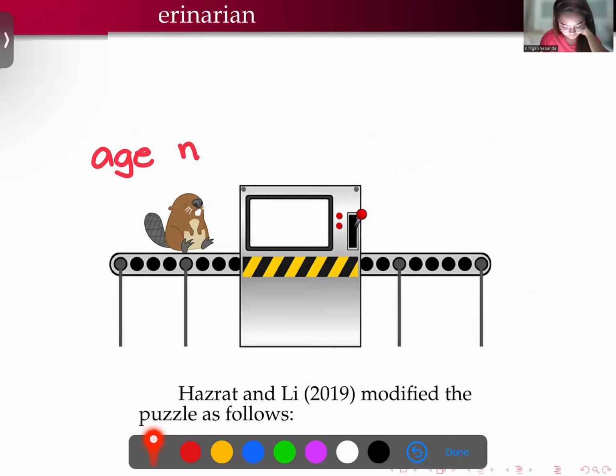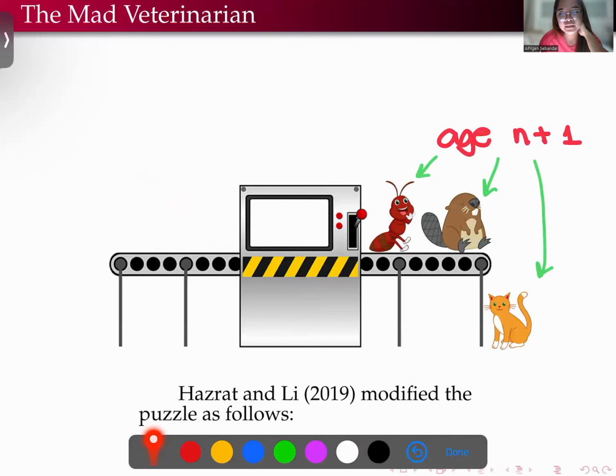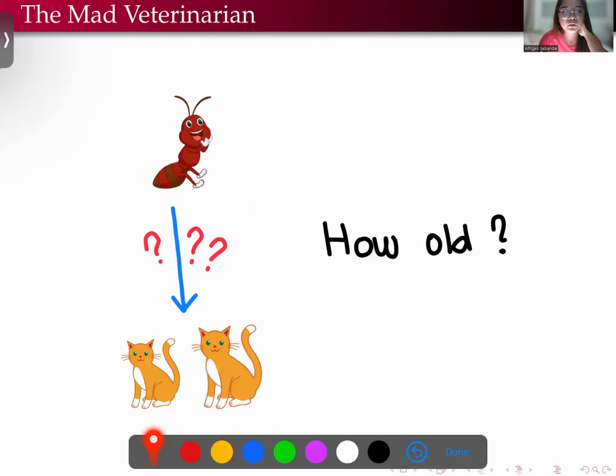All right. In 2019, Hazrat and Li actually modified this puzzle as follows. So let's say your transformation is the same, but this time there is an edge as one of the components in the picture. Let's say the beaver is age n, then putting it inside the machine, those animals are actually aging one unit. So now the question is, how old are these animals then? Because we know already that it's possible to produce two cats, but how old are they?